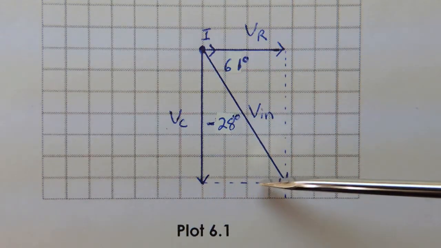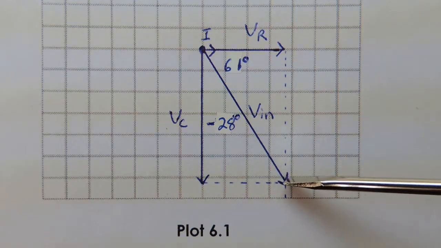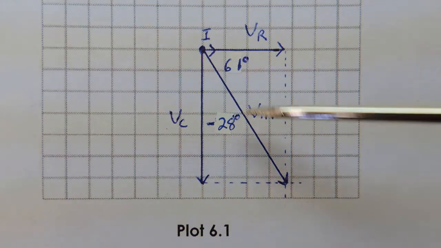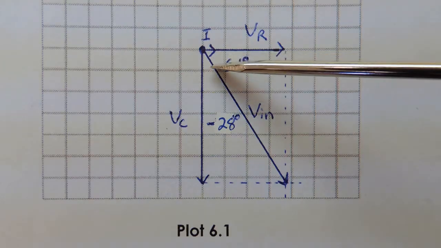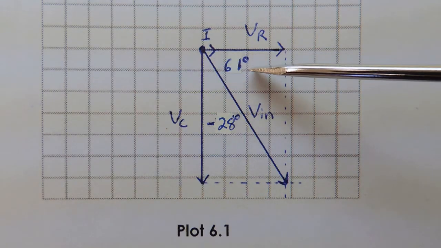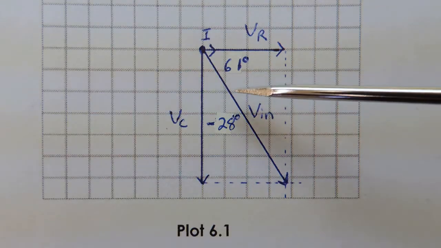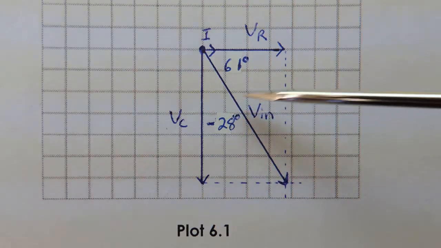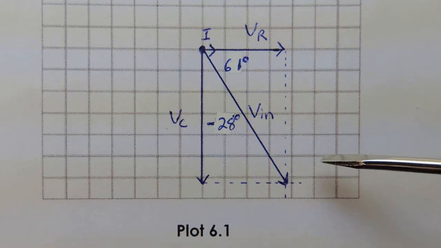So drawing our rectangle box in, that I've drawn in with these dotted lines, where they meet, that will be Vin. So you'll notice that Vin is actually at a phase angle, and that phase angle is the 61 degrees that we calculated earlier, and the phase angle between VC and Vin is minus 28 degrees. So this is the completed phasor diagram for plot 6.1.